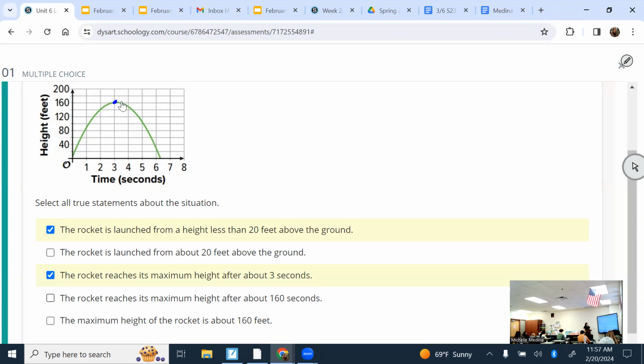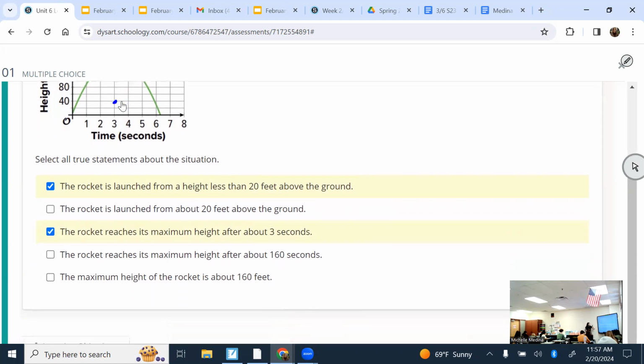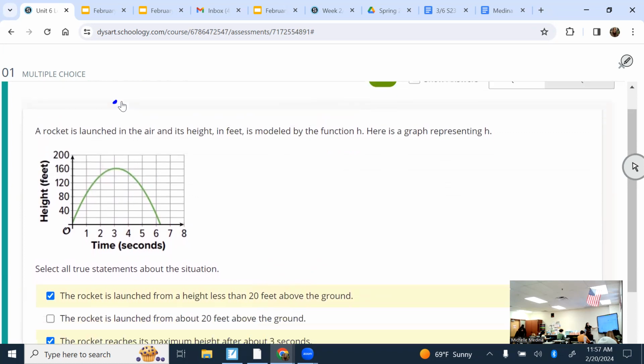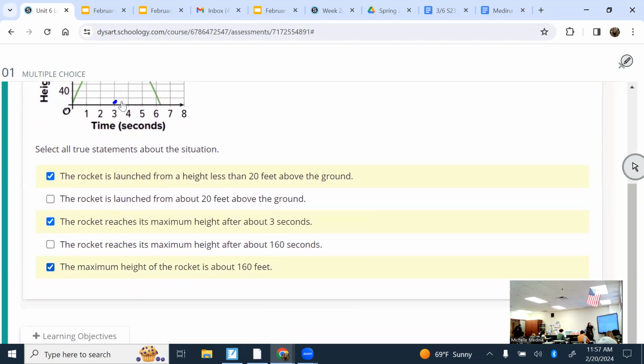The rocket reaches its maximum height after about 160 seconds. That would be you confusing your y-axis. That's the height. That's the maximum height, not time in seconds. And then lastly, the maximum height of the rocket is about 160 feet. Would you guys say that that's true? So then I would just go with those 3. And that's right according to you.